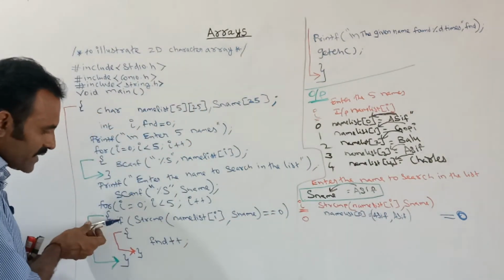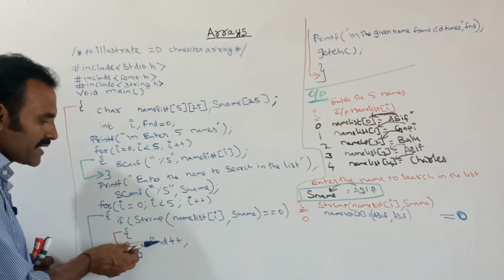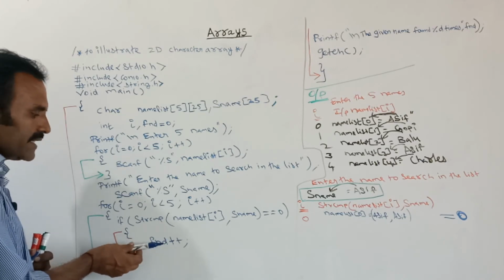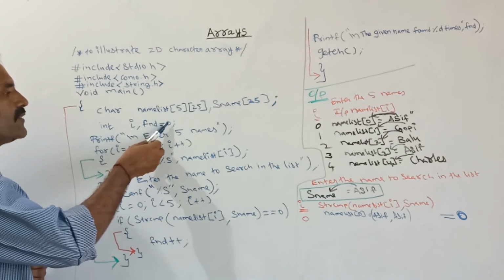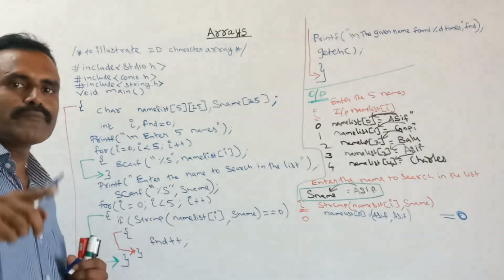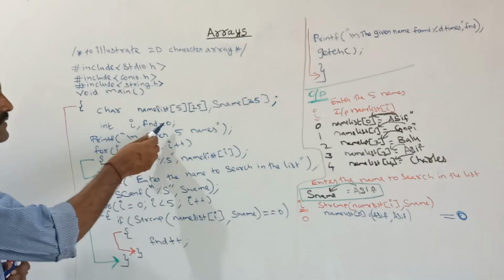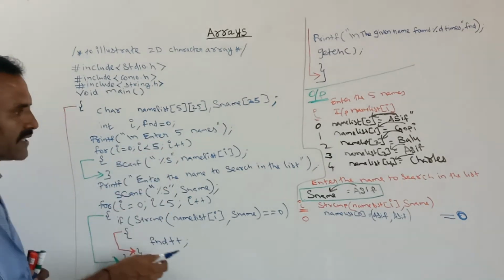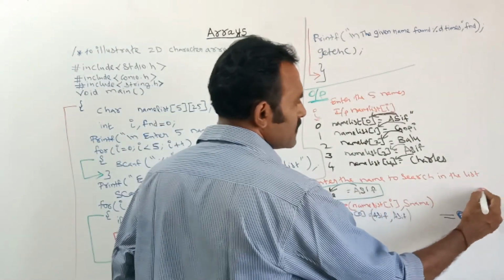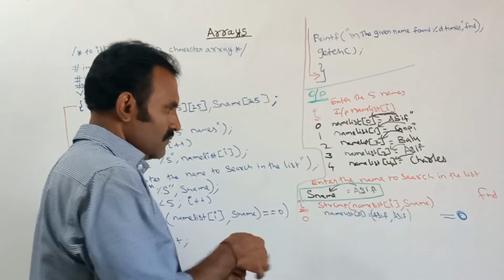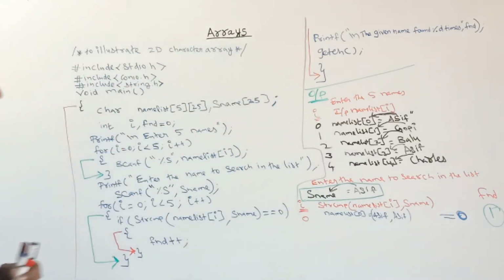Once it is equal to 0, the if condition is satisfied, so it comes inside the if condition. Inside the if condition I am incrementing the fnd variable. The fnd variable I have already declared as an integer variable and initialized to 0. The plus plus operator increments the value by 1, previous value plus 1. So the previous value is 0, 0 plus 1 is 1. Now the fnd variable holds the value 1.